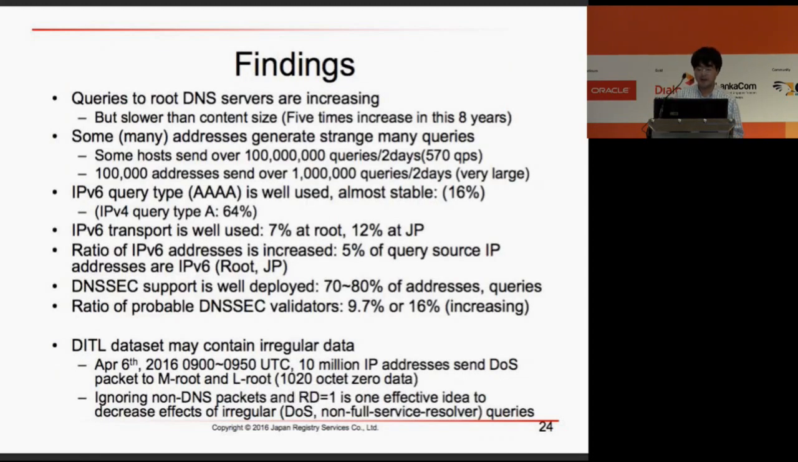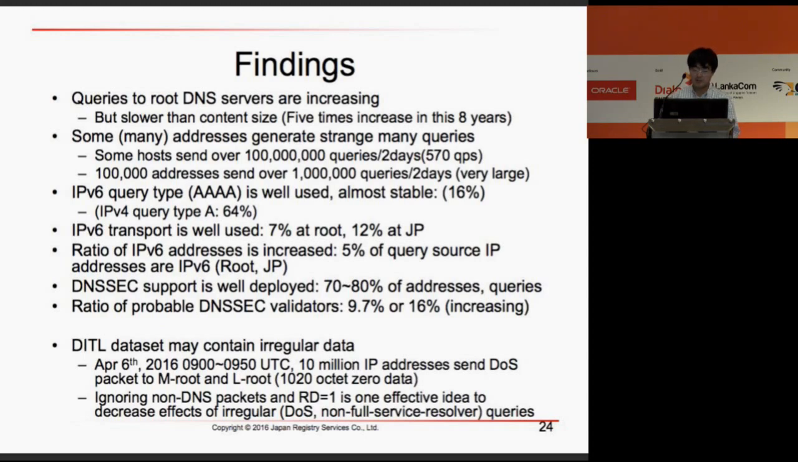These are findings. Queries to root DNS servers are increasing, but slower than content size, a 5 times increase in these 8 years. And some addresses generate strangely many queries. Some hosts send over 100 million queries in 2 days. And 100,000 addresses send over 1 million queries in 2 days. I think this number is very large.